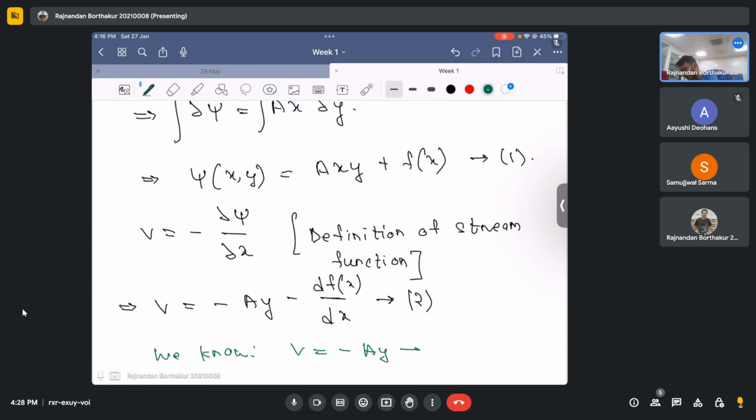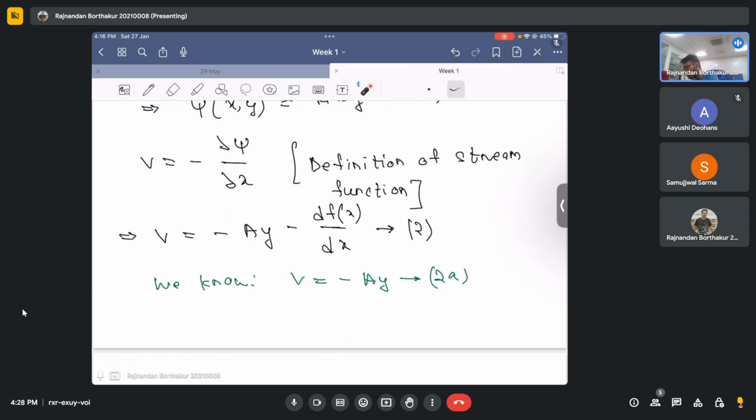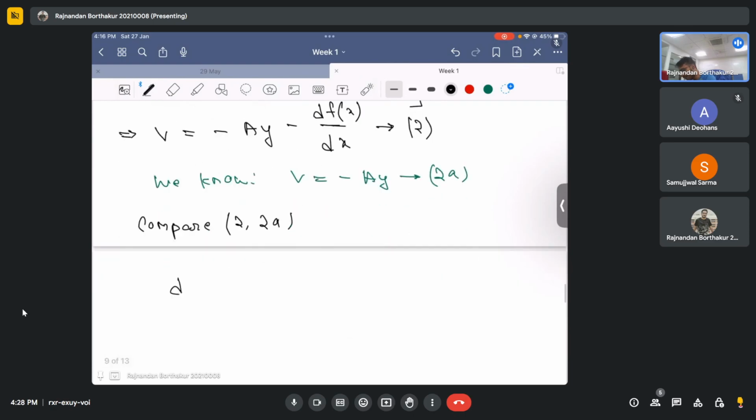So just name this as 2a, and then very carefully, if we see this v, from here we got v equal to minus ay times df of x by dx, and from the question itself we know that v is just minus ay. So if we compare 2 and 2a, what we would get is df of x by dx has to be equal to 0.